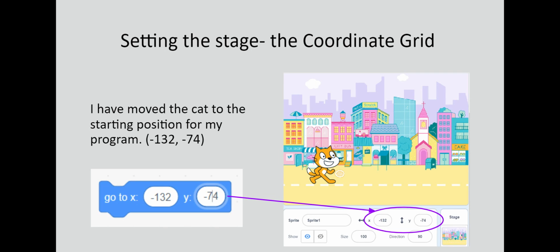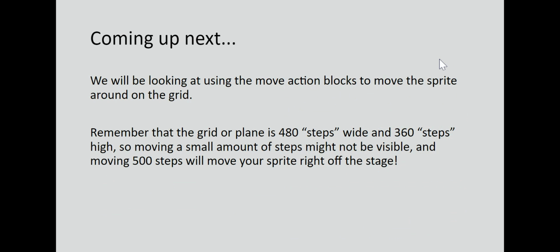I can see that my sprite is at the normal size, 100. I can see it's pointing in direction 90, which is towards the right. And I can also see a little picture of the stage and that my sprite is showing, not hiding. So that box of information is really, really helpful later on.